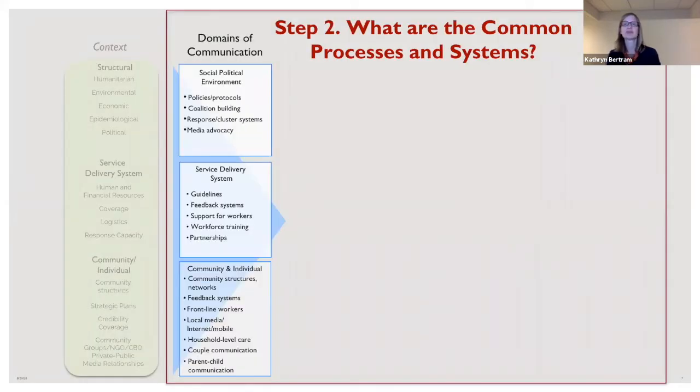So what are the domains of communication at each level? This column identifies common communication processes and systems at different levels. So for example, at the community and individual level, what communication systems and processes do we need to consider in our context? For example, those community structures and community leaders and networks, feedback systems and processes like parent-child communication. And then at the service and structural level, this can be everything from feedback systems, guidelines, trainings, job aids for service providers, policies and protocols, and coalitions.